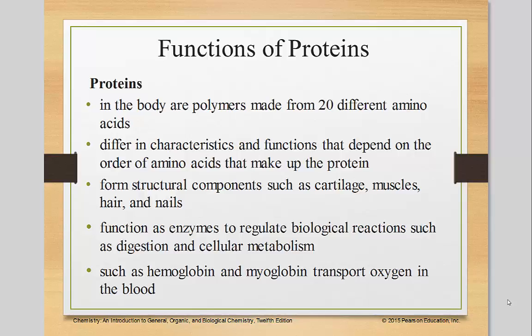The proteins form structural components such as cartilage, muscles, hair, and nails. And they function as enzymes to regulate biological reactions such as digestion and cellular metabolism. Hemoglobin and myoglobin transport oxygen to the blood.